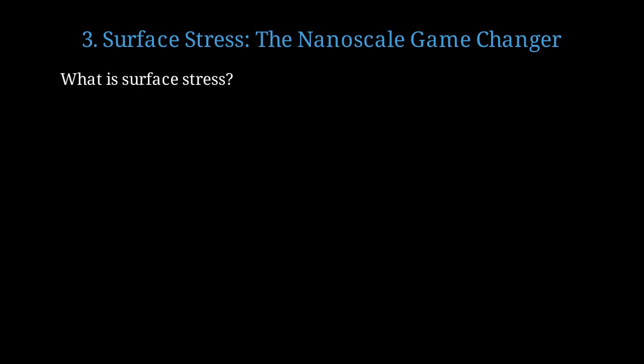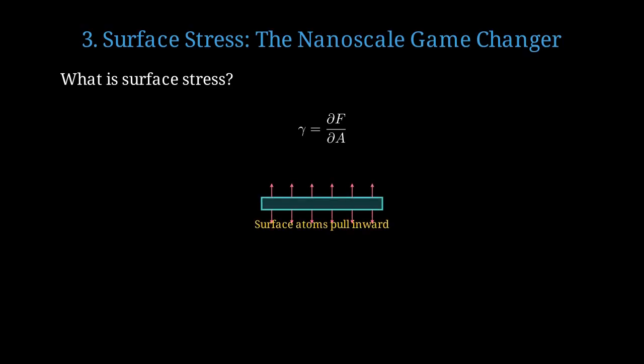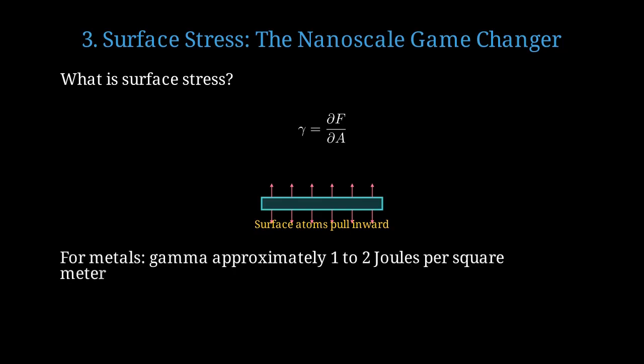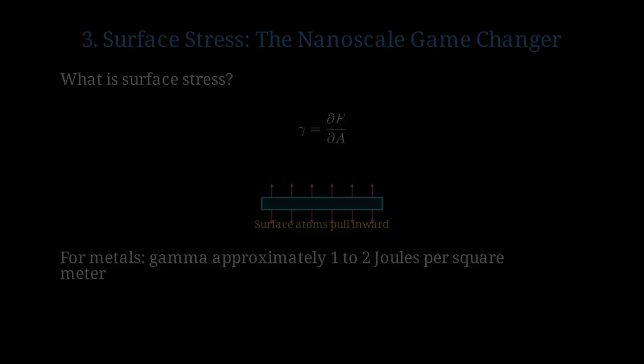It's the excess energy per unit area at a material's surface. Surface stress gamma is defined as the derivative of free energy F with respect to surface area A. Surface atoms have fewer neighbors than bulk atoms, creating an imbalance that leads to inward tension, like a stretched membrane. For typical metals, surface stress ranges from 1 to 2 joules per square meter.